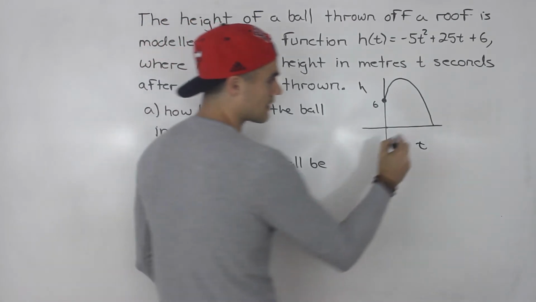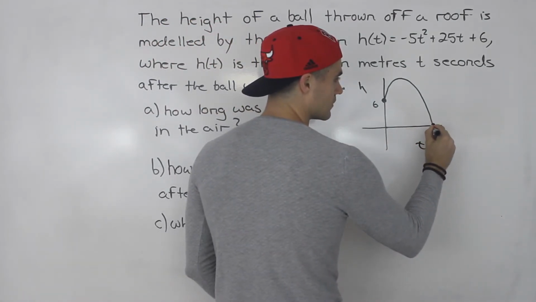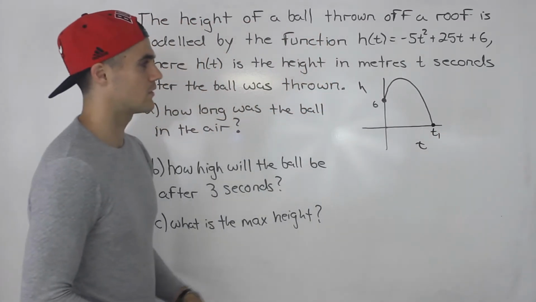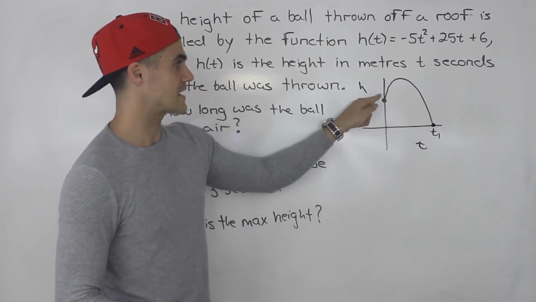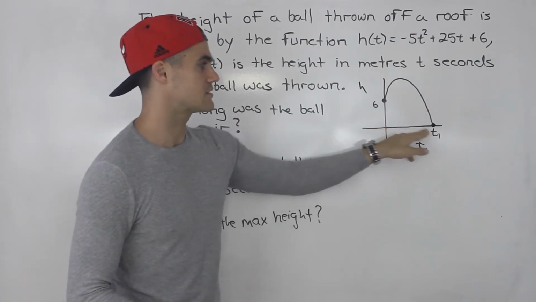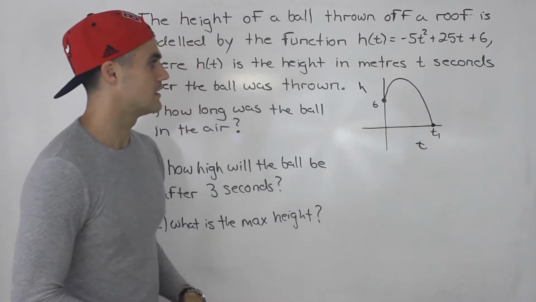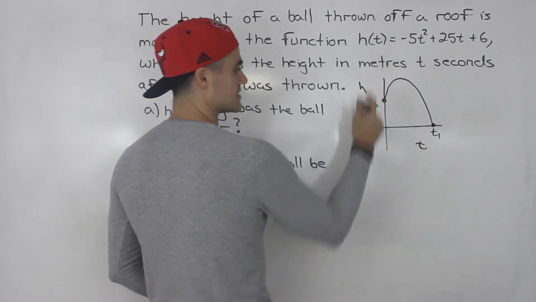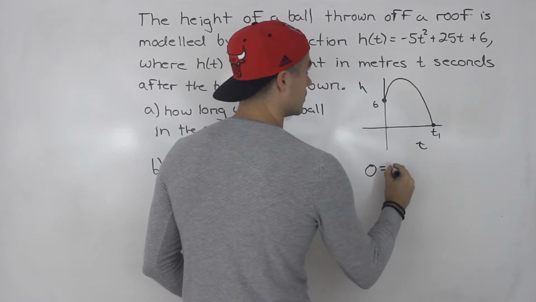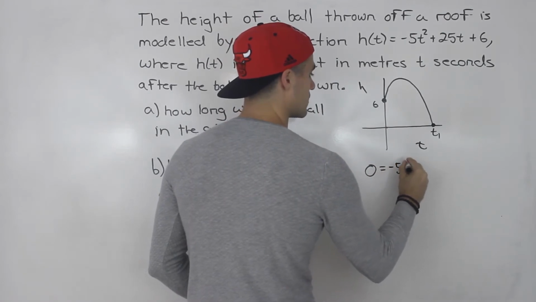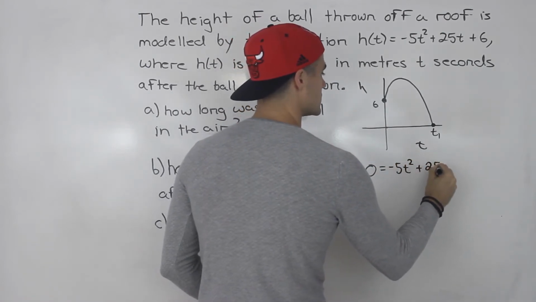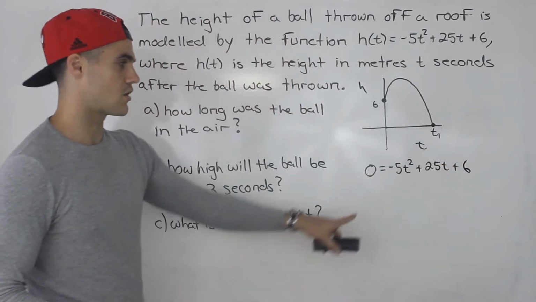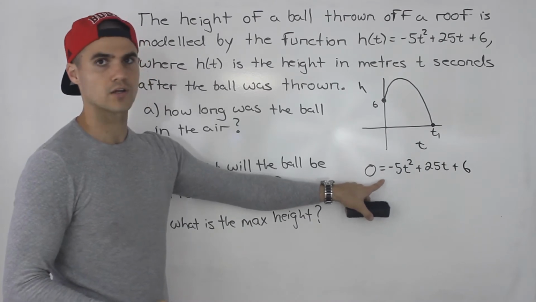So basically, they're asking for this value here. What's this t value? Let's call it t1. When the ball is going to hit the ground, that's how long the ball is in the air, from 0 seconds to t1 seconds. Now, when it hits the ground, the height of the ball is going to be 0. So we plug in 0 for h. So we'll have 0 = -5t² + 25t + 6. We just have to solve this quadratic equation.